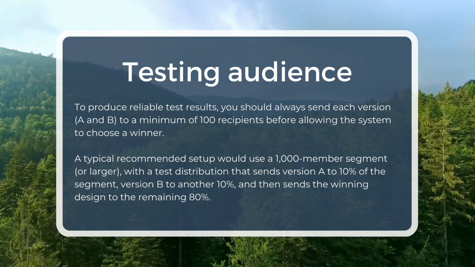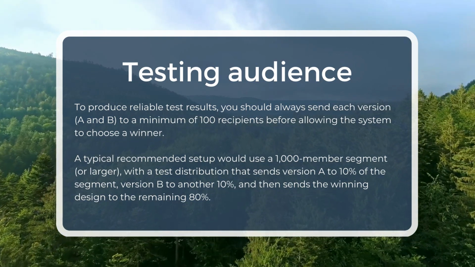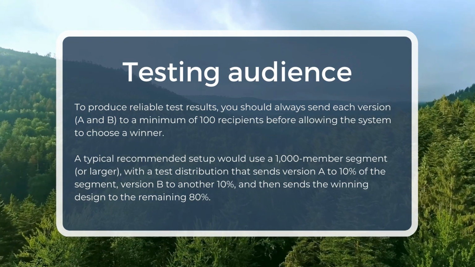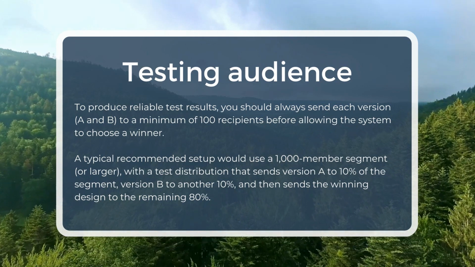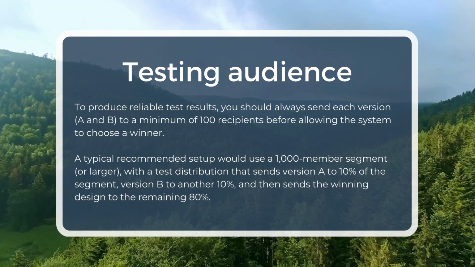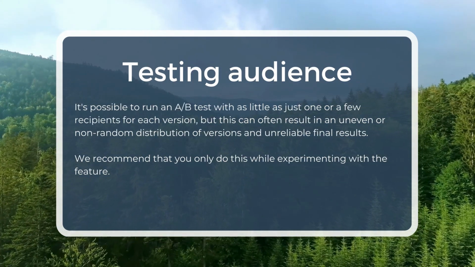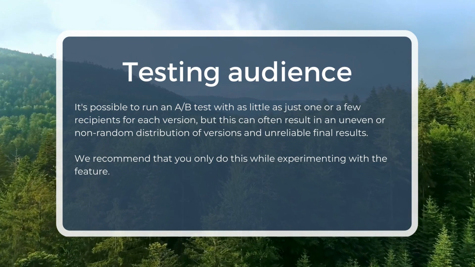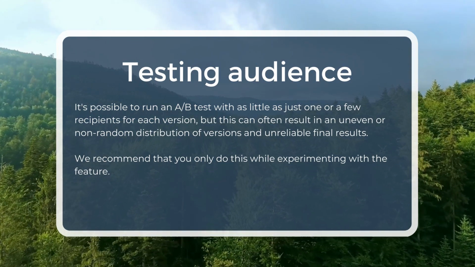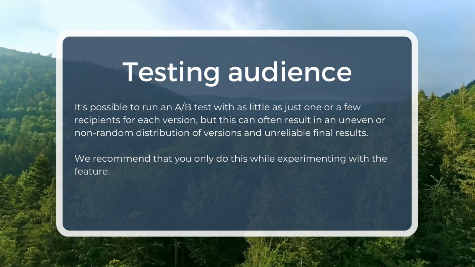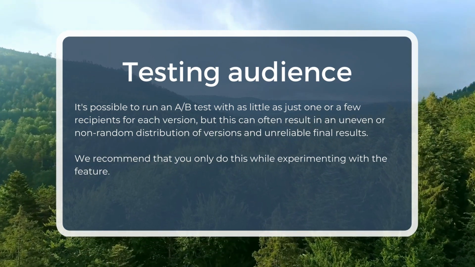A typical recommended setup would use a 1,000 member segment or more, with a test distribution that sends version A to 10% of the segment, version B to another 10%, and then sends the winning design to the remaining 80%. It's possible to run an A/B test with as little as just one or a few recipients for each version, but this can often result in an uneven or non-random distribution of versions and unreliable final results. We recommend that you only do this while experimenting with the feature.